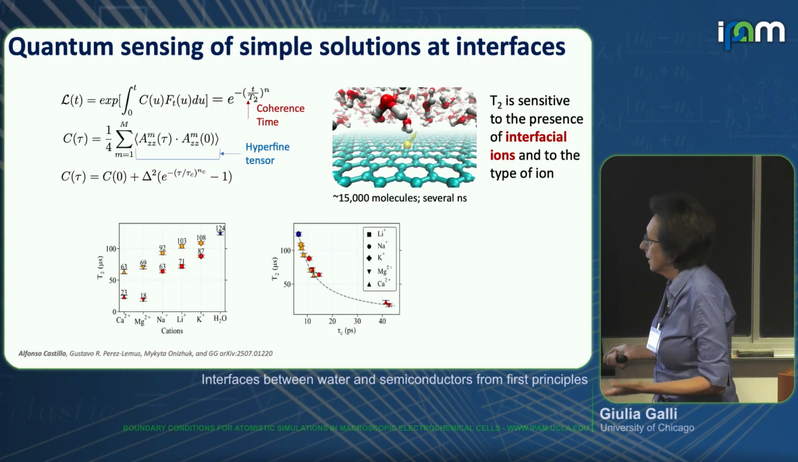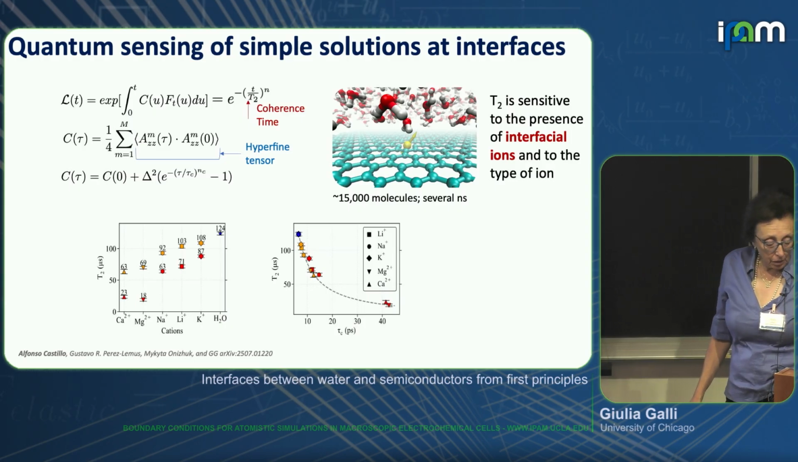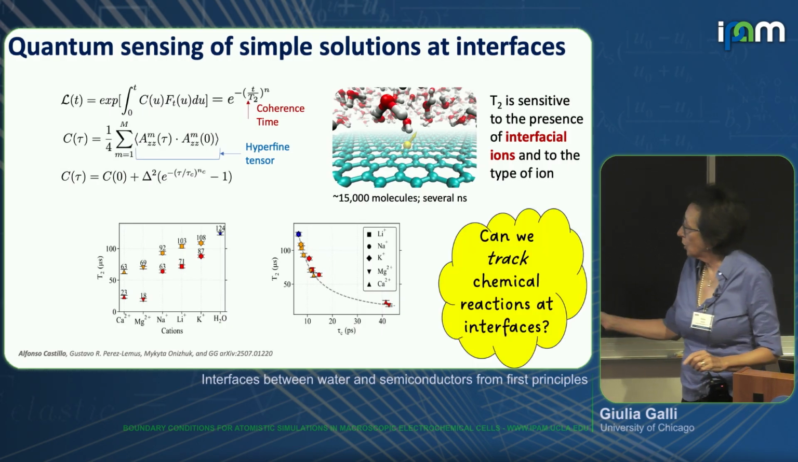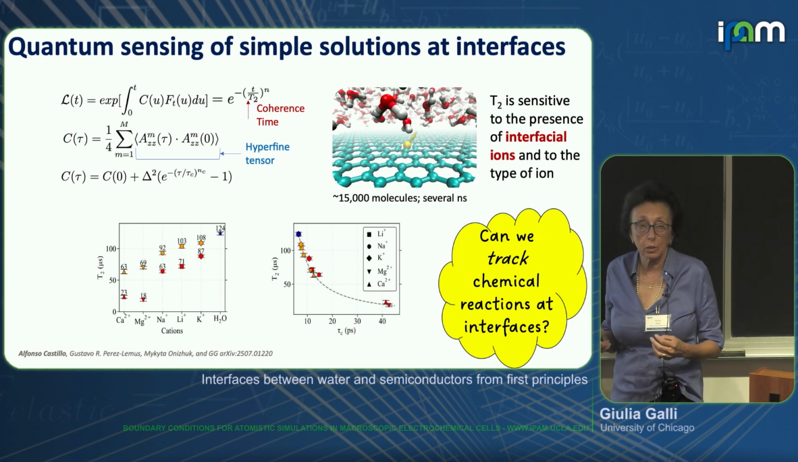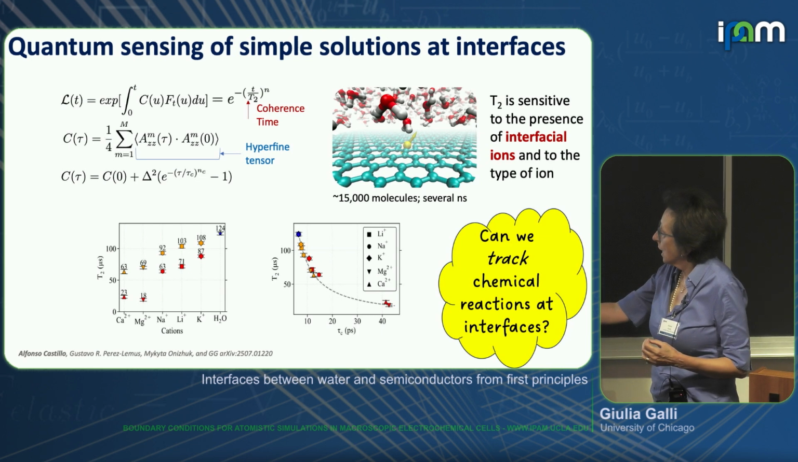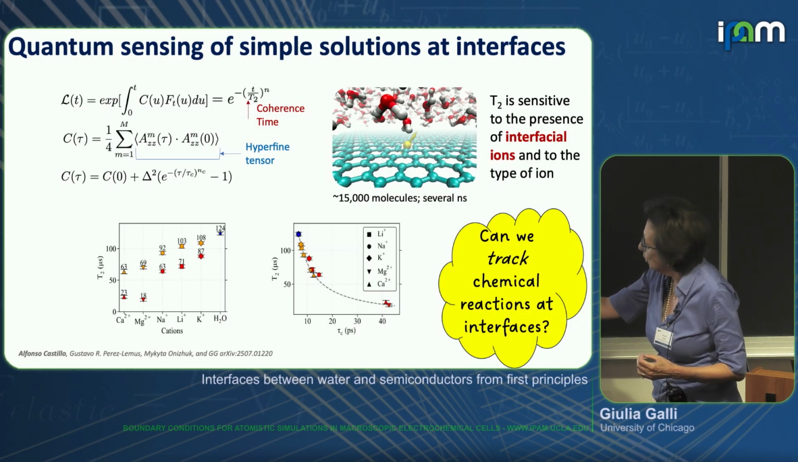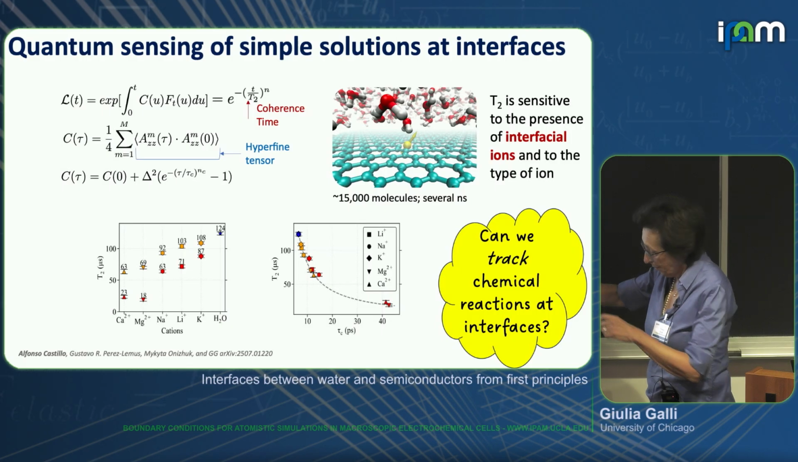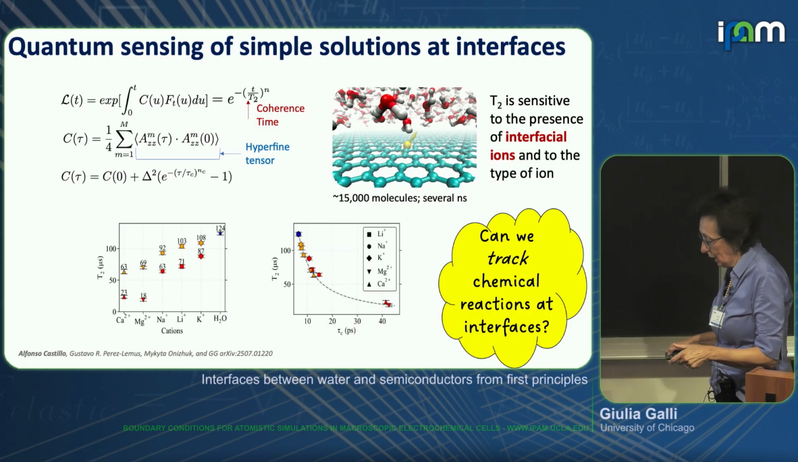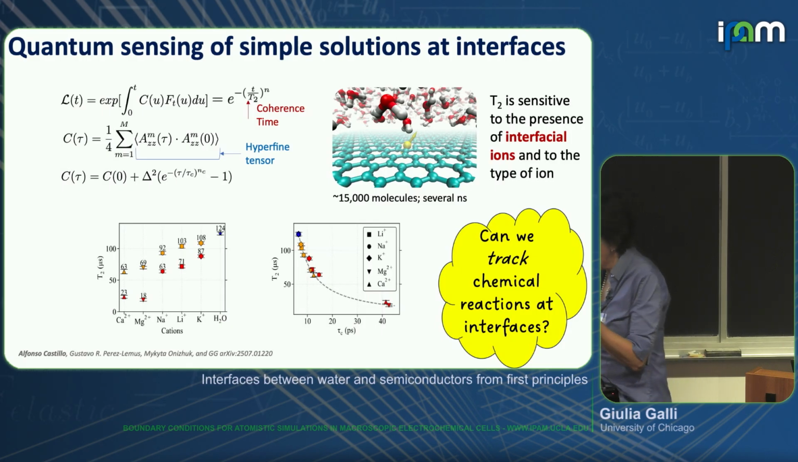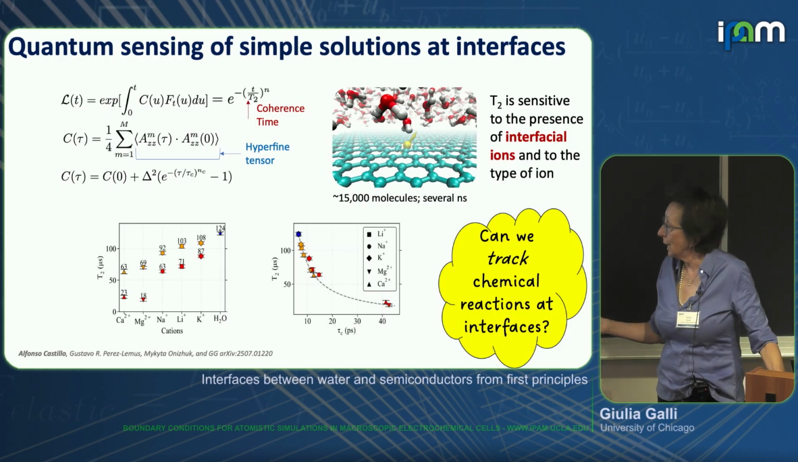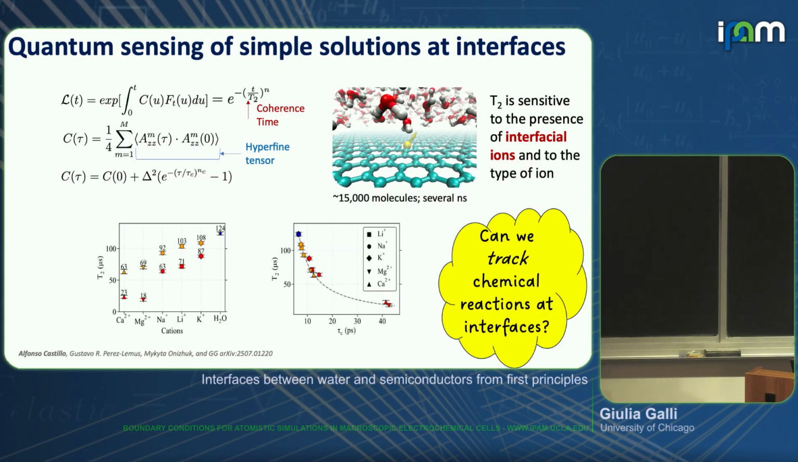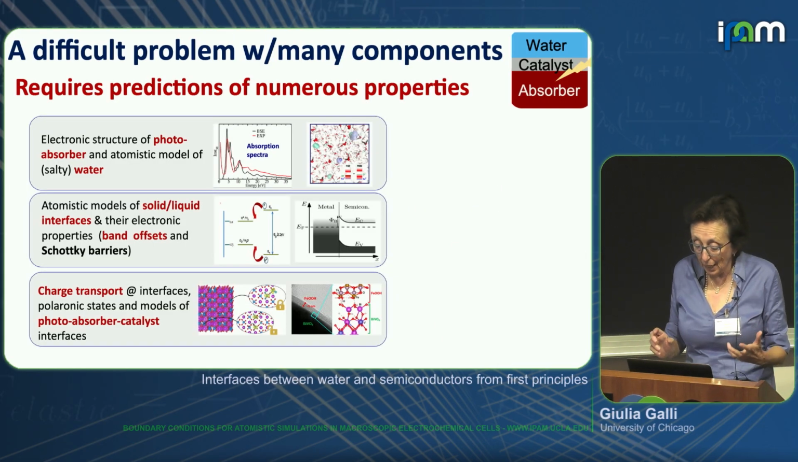Of course, the Hamiltonian is still approximate, and there are a lot of problems to be solved. But it begs the question: can we track chemical reactions at interfaces by using quantum sensors? If you can sense ions, because the T2 is sensitive to the solvation shell, you may also be able to sense whether there is a hydronium or hydroxide, and understand whether a chemical reaction happens. We haven't done this yet, but this is what we want to do.